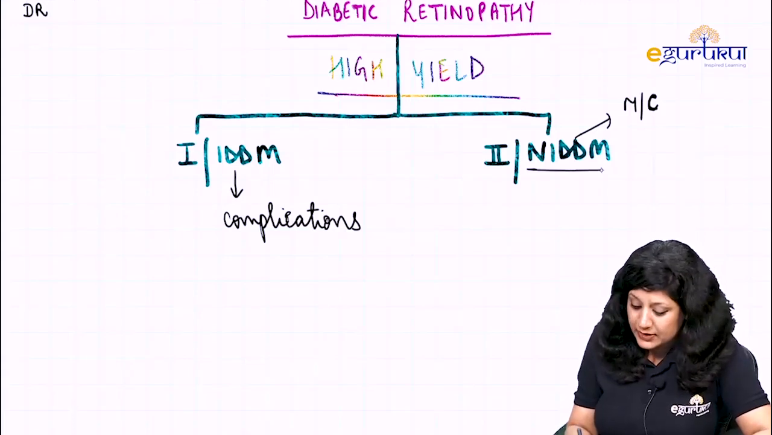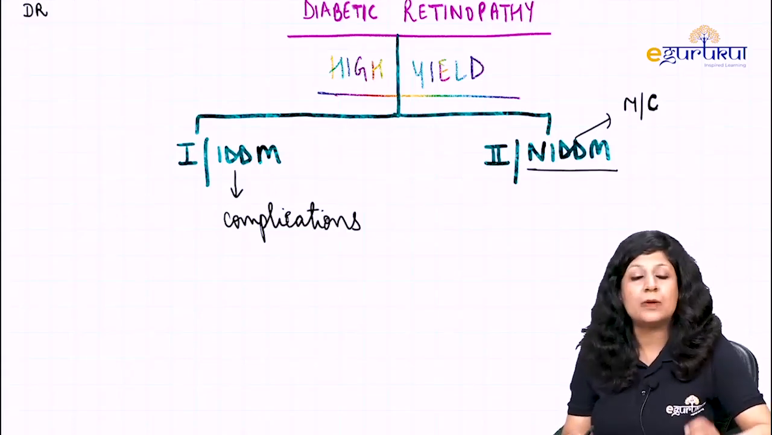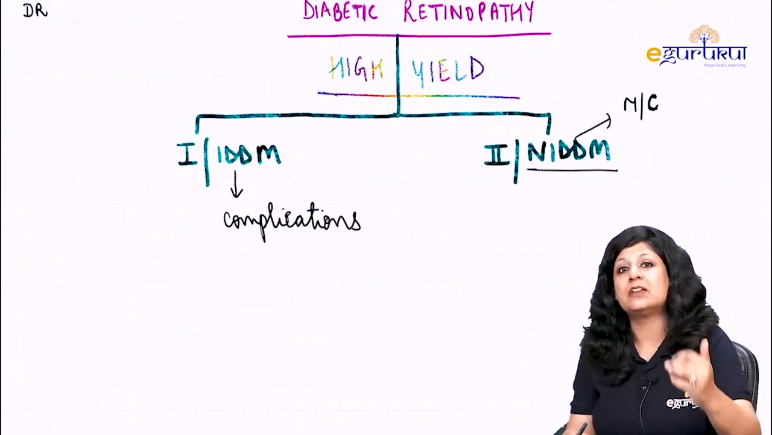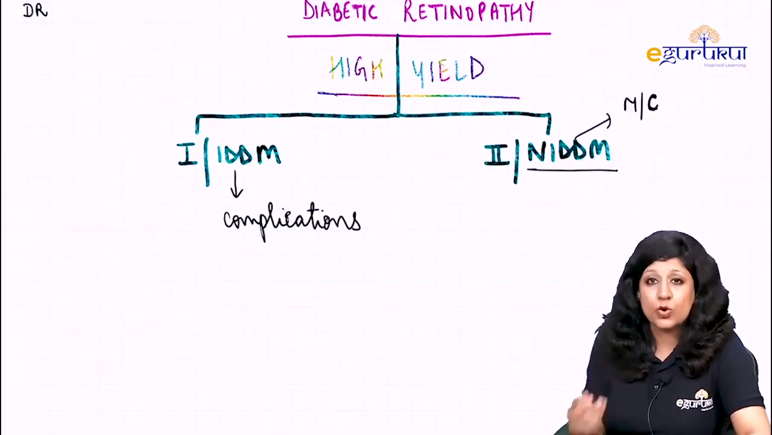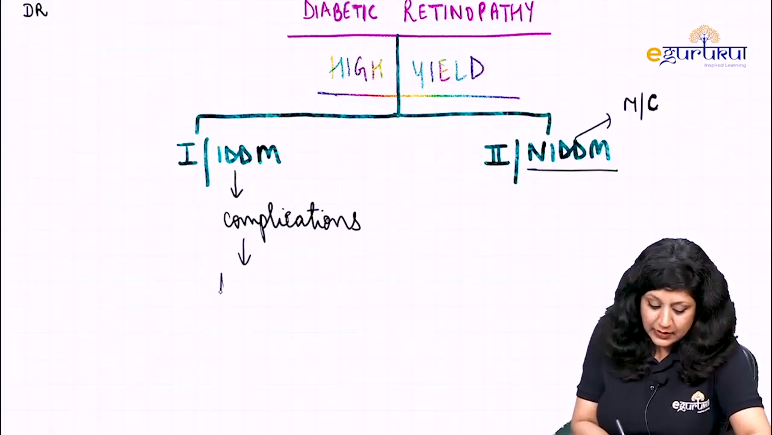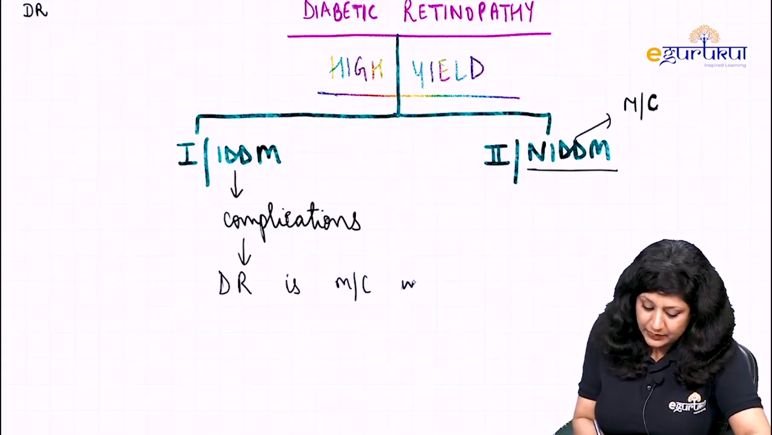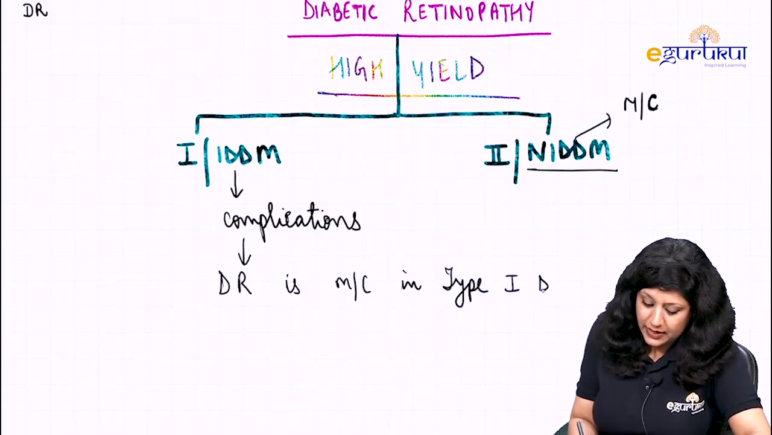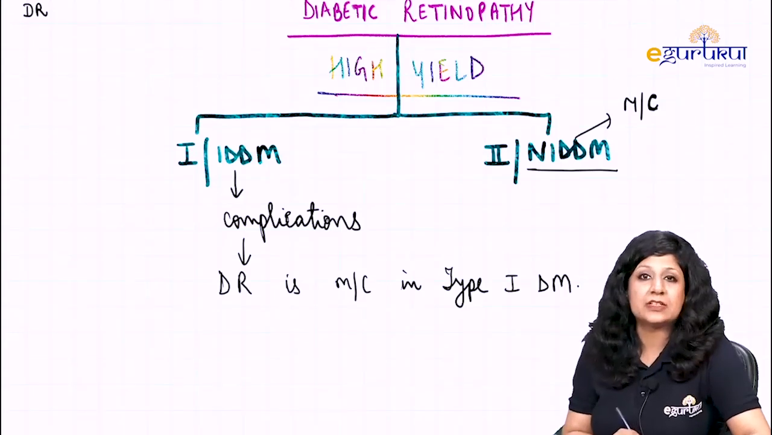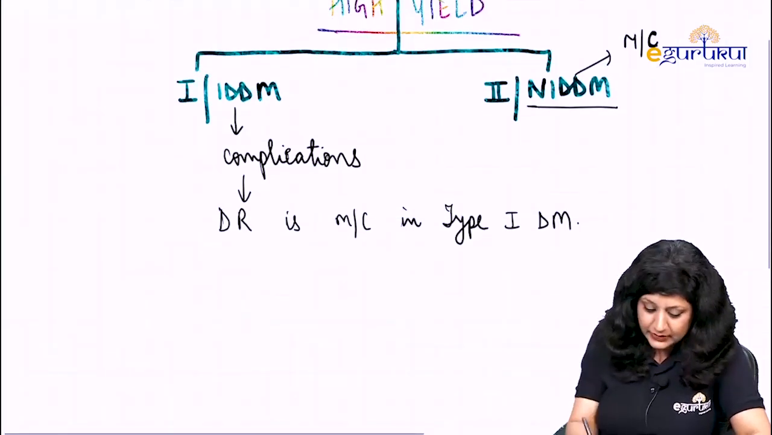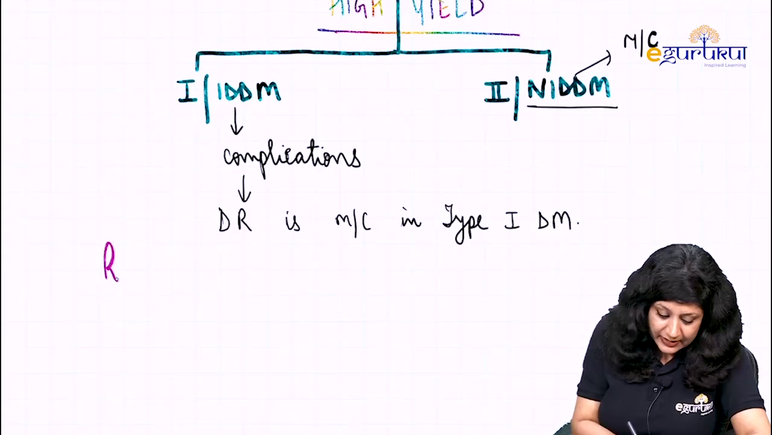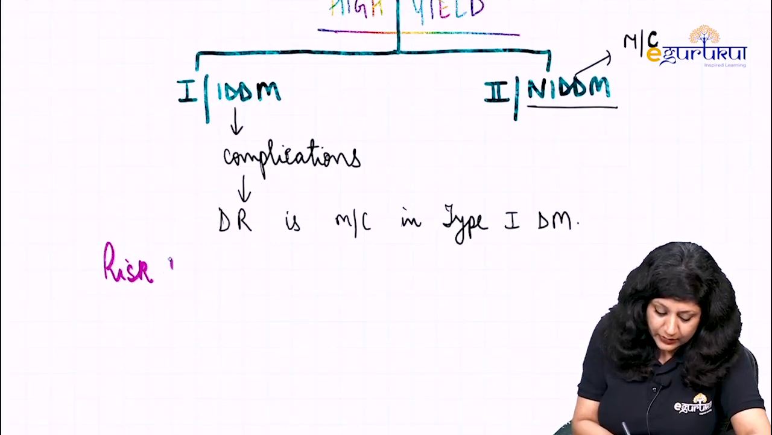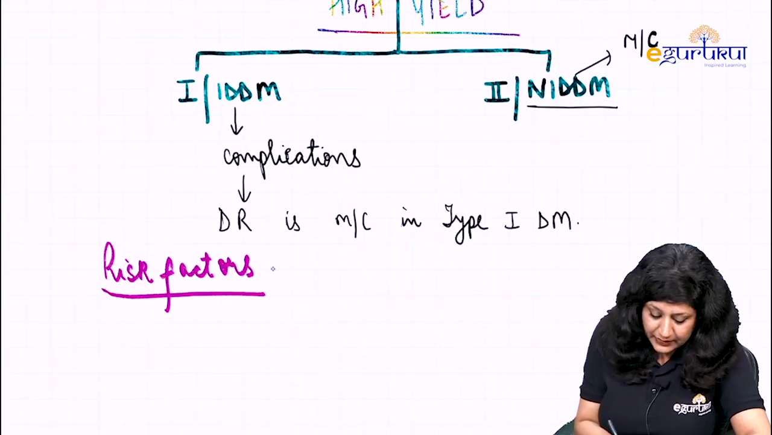So, non-insulin dependent diabetes mellitus is more common, while insulin dependent diabetes mellitus is more severe and therefore shows more complications, and therefore diabetic retinopathy is more common in type 1 diabetes mellitus. Okay. Now, what are the other risk factors? As I always say, risk factors are important. So, let us see the risk factors of diabetic retinopathy.